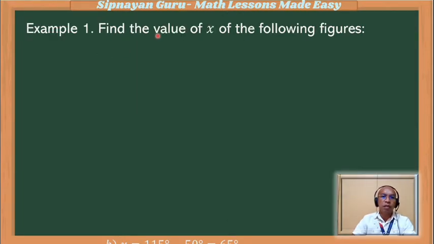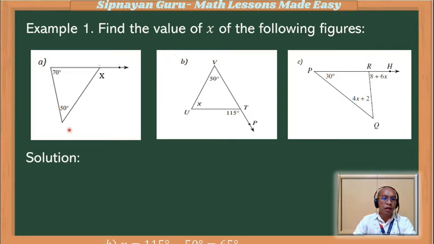Now let's have example number 1. Find the value of x of the following figures. For letter A, we know that the x here is the exterior angle, and based on the theorem, the measure of this angle is just the total of the measures of the two remote interior angles. To solve for x, we just add 50 and 70. So 70 plus 50 is equal to 120 degrees. For letter B, the exterior angle from this illustration is given, which is 115.